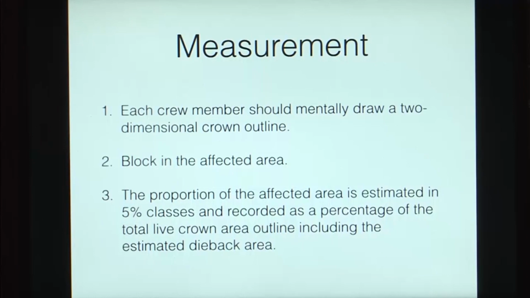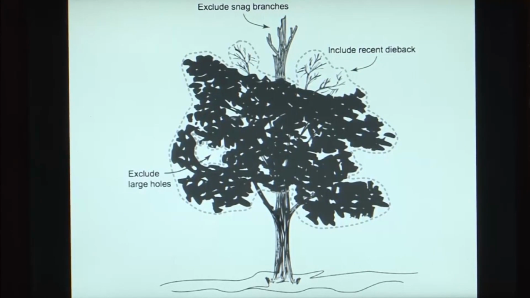1. Each crew member should mentally draw a 2-dimensional crown outline. So, this is a 2-dimensional crown outline, and next we block in the affected area. So, the affected area is the area that has experienced a dieback. The proportion of the affected area is estimated in 5% classes and recorded as a percentage of the total live crown area outline, including the estimated dieback area. So, to give an example, in this case the snag branches are not included.